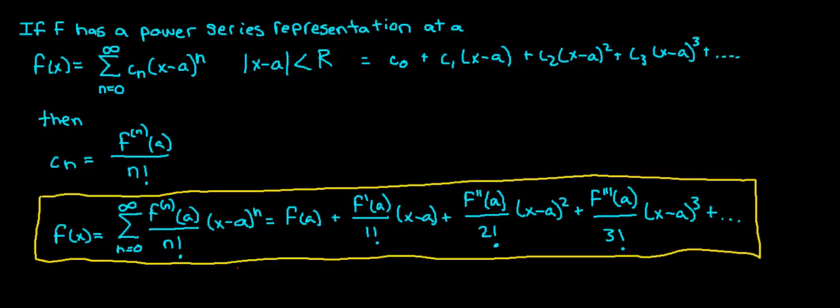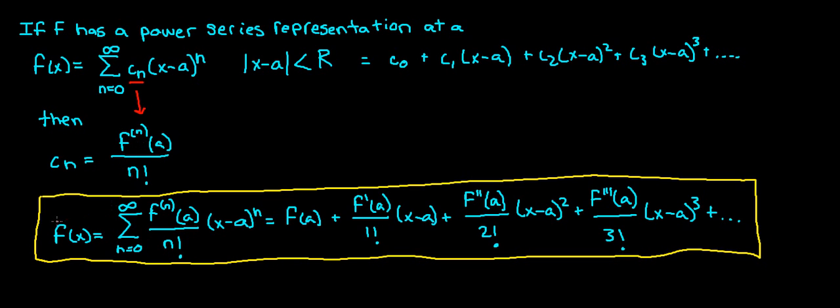If f has a power series representation at a, f of x is equal to the sum from 0 to infinity of Cn times (x minus a) to the n, then Cn is equal to the nth derivative of f at a divided by n factorial. So what this is saying is that if we have a power series in general form, the Taylor series is just like the power series, except it doesn't have this ambiguous Cn for the coefficient. It has a formula that figures out what that coefficient is.